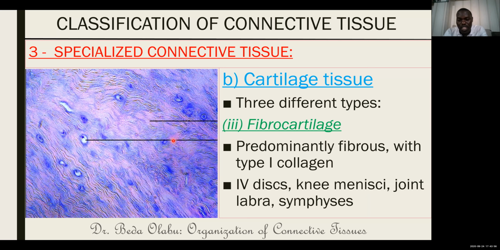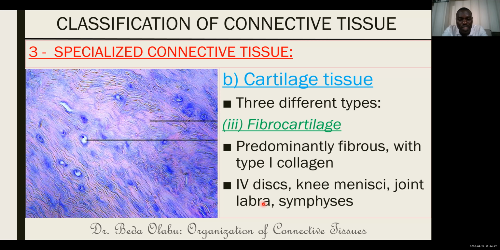This type of cartilage is found in the intervertebral discs. That's a junction between vertebrae. Also found in the knee. Specifically in the knee, we call them menisci. These are the discs that separate tibia and femur. We find it in the lip of the acetabulum. The lip of the acetabulum is called acetabular labrum. The acetabulum is the socket of the hip joint. So the lip of that socket contains fibrocartilage. A similar thing is found in the socket of the shoulder, which we now call glenoid labrum. So acetabular labrum and glenoid labrum, those ones are made up of fibrocartilage.